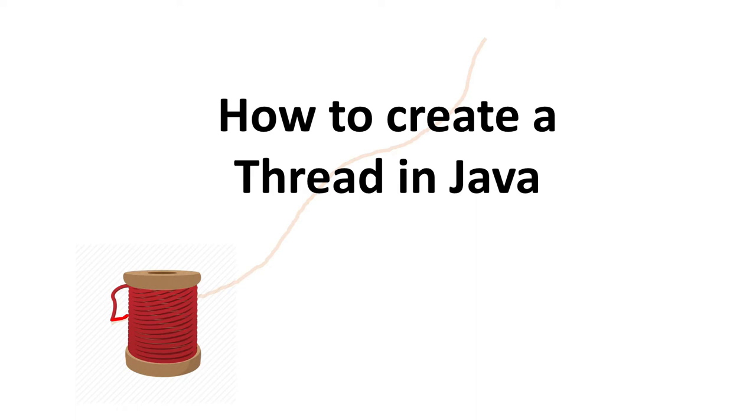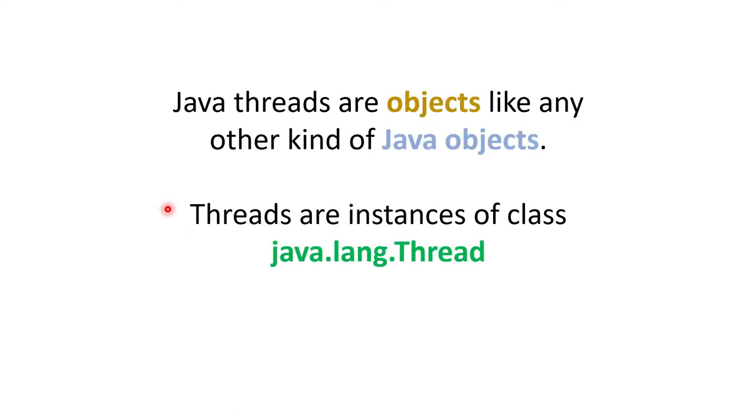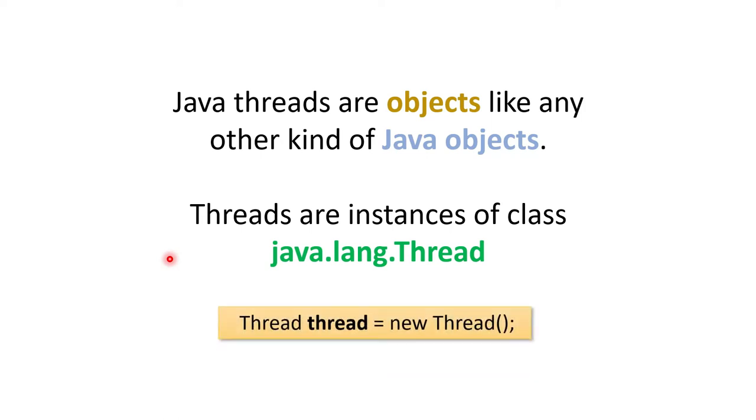So today we'll discuss how to create a thread in Java. Java threads are objects like any other kind of Java objects. Like if we have a string as an object or any other object which we will define, thread is also an object. And threads are instances of class java.lang.Thread. So if we have to define a thread, we can simply write Thread thread = new Thread(), where this Thread is actually the java.lang.Thread class.